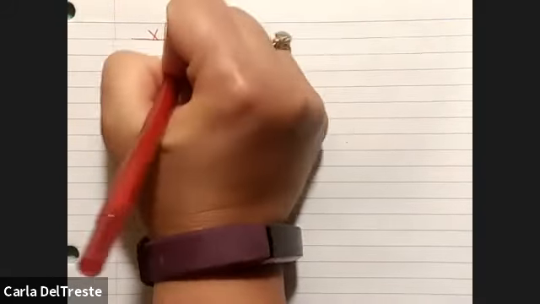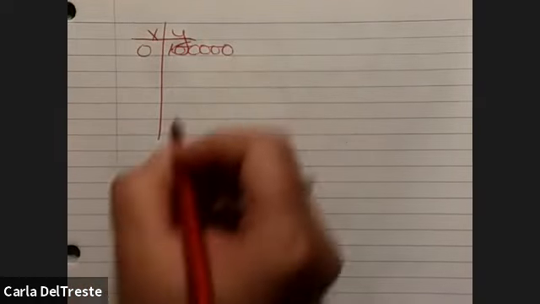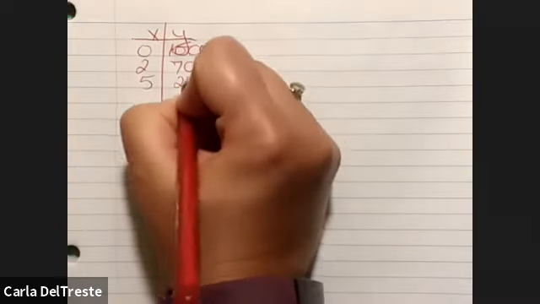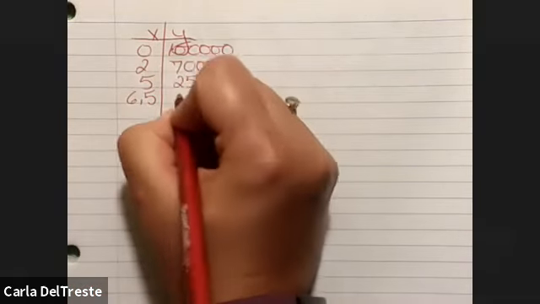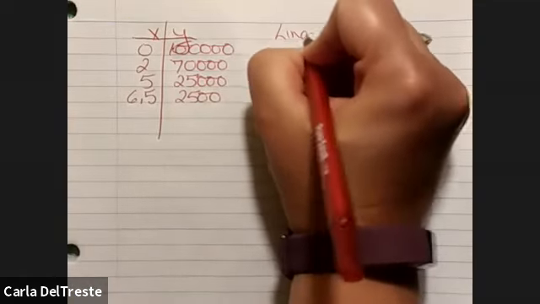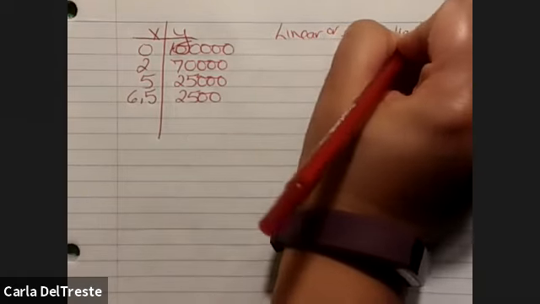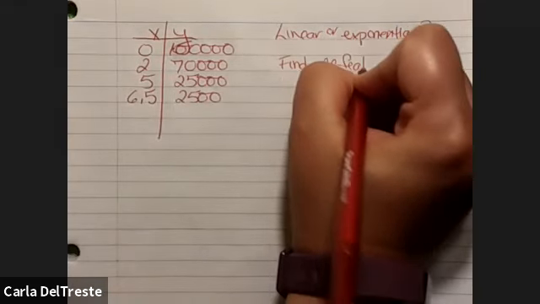Next example. Let's say I have my input and output, and I have 0, 100,000, not always going to be small numbers, 2, 70,000, 5, 25,000, and then 6.5, 2,500. And I'm being asked linear or exponential. I'm just going to do some shorthand this time, so I don't have to write the same thing all the time. And then find all the features.